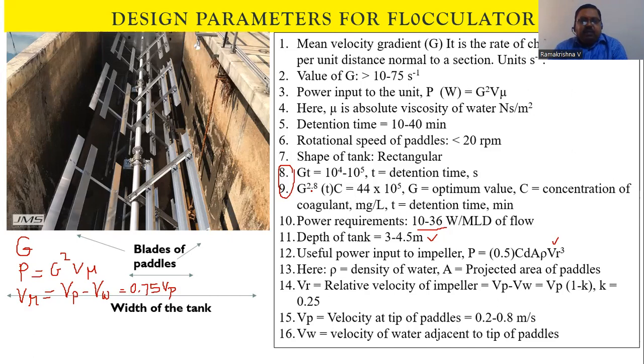The rotational speed of the paddles, you can see here, is less than 20 RPM, whereas in the flash mixer we go up to 140 RPM.